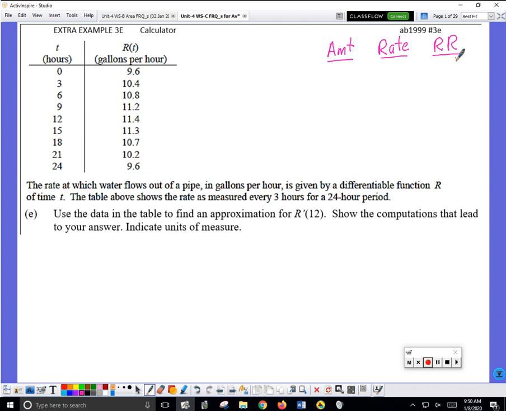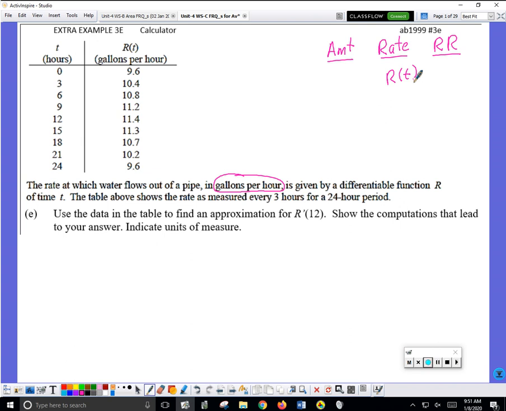Here it says the rate at which water flows out of a pipe. So they're talking about a rate. Units on FRQs are often required. So we have rate at which water flows from a pipe in gallons per hour is given by a differentiable function R. So that means this column is R. So what you don't want to do is make the mistake of thinking because there's no prime on R, that R belongs over here. No, the description clearly says R is a rate. It doesn't have to have a prime, they're telling you R is a rate.